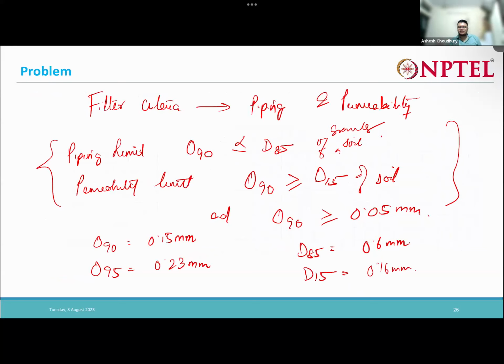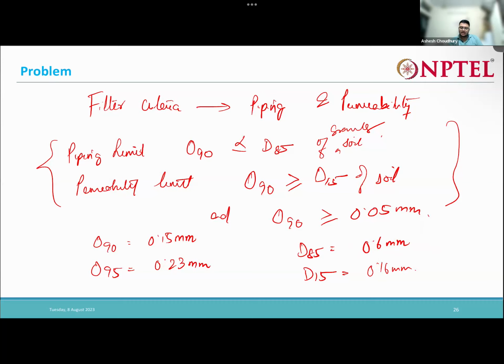Okay, now let us check if these two criteria are satisfied. So is O95 less than or equal to D85? Check. Is O95 less than or equal to D85? Yes, right. O95 is 0.23 mm and this D85 is 0.6 mm. So this is less. Now second case is O90.